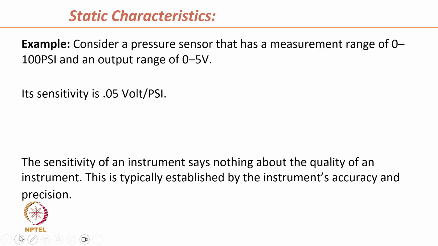The example is, let us consider a pressure sensor that has a measurement range of 0 to 100 psi and an output range of 0 to 5 volt. Its sensitivity is 0.05 volt per psi. The sensitivity of an instrument says nothing about the quality of an instrument. This is typically established by the instrument's accuracy and precision.